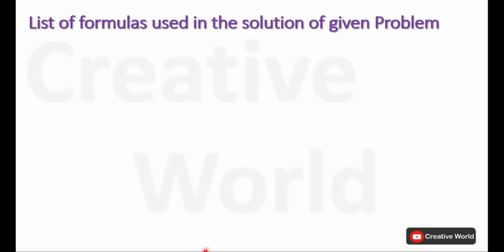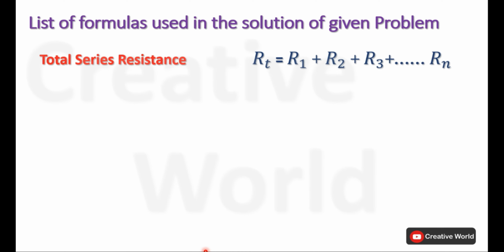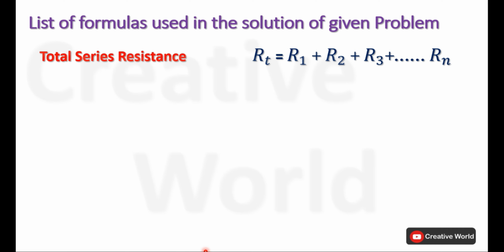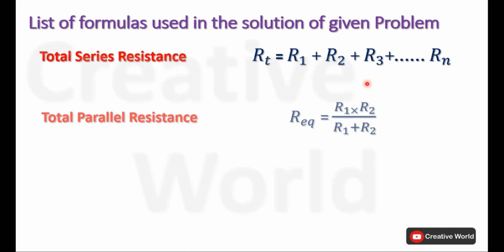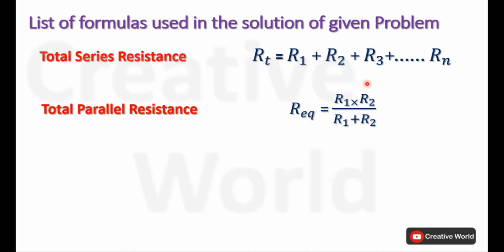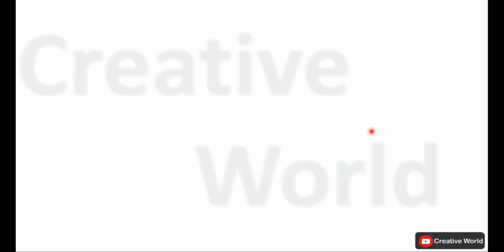While solving this problem, we will be using the total series resistance calculation formula. R equivalent of a series connection is calculated by taking the sum of all resistances that are connected in series. We also will be using the parallel equivalent resistance calculation formula of two parallel connected resistances. R equivalent is equal to the product of both parallel connected resistances divided by their sum. Now move towards the problem.